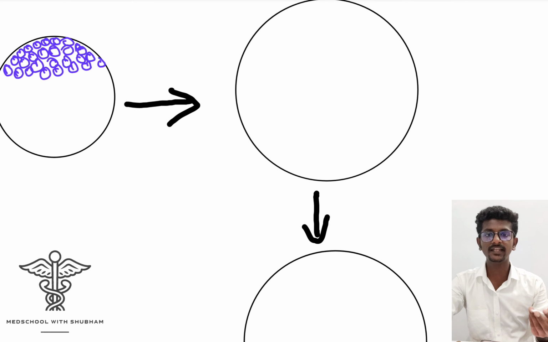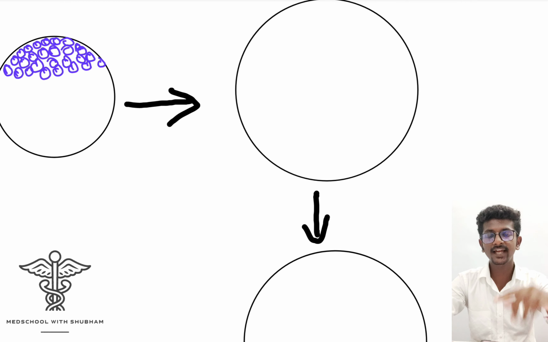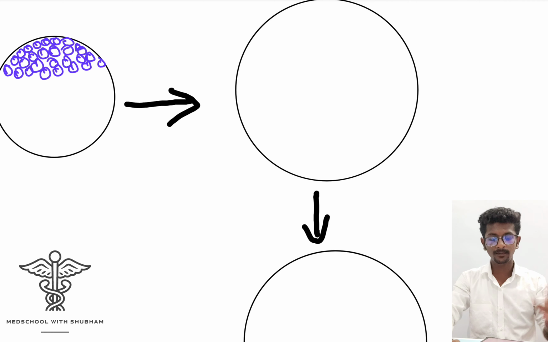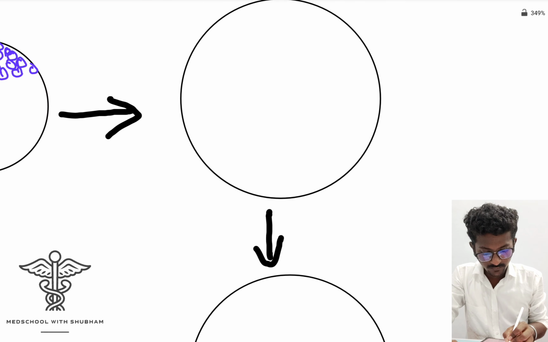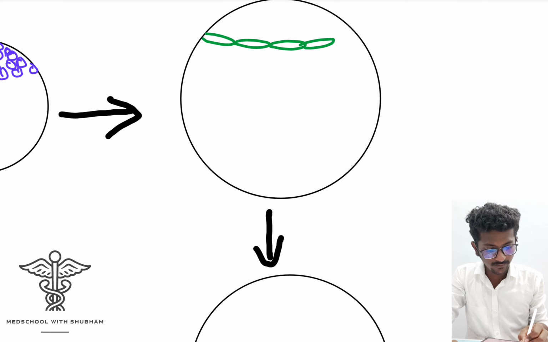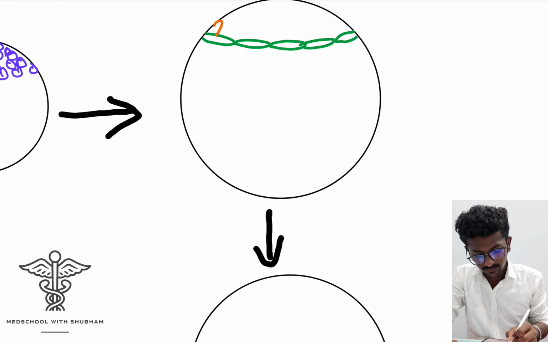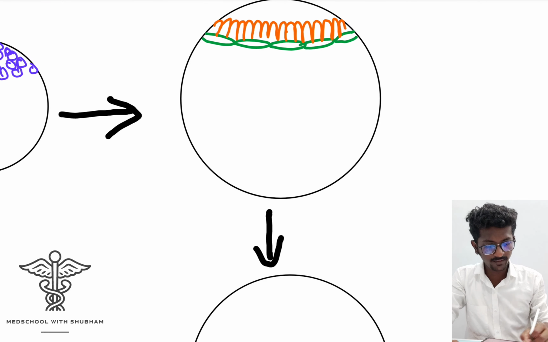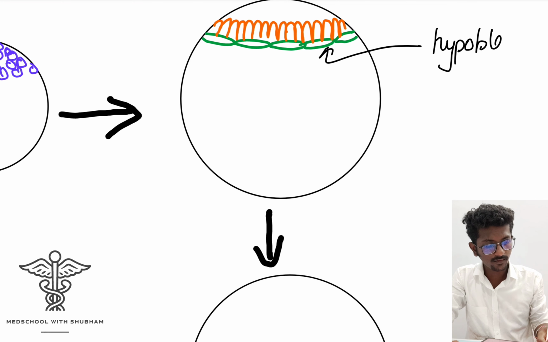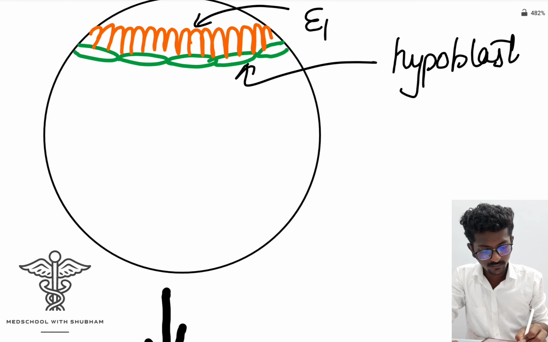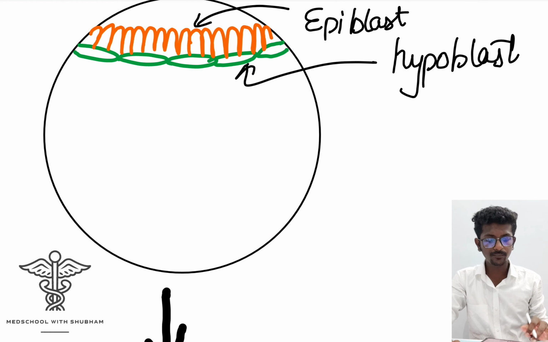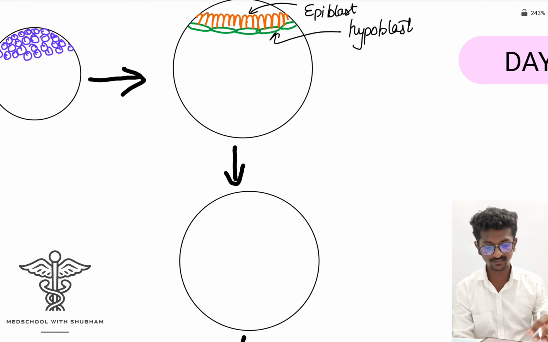Similarly, the embryoblast also gets differentiated into a disc-like structure, and that disc shall be containing two layers, the lower one and the upper one. Okay, so let's name them. The layer which is on the lower side is called the hypoblast, and the layer which is on the upper side is called the epiblast. Hypo means below, epi means above, blast means cells.